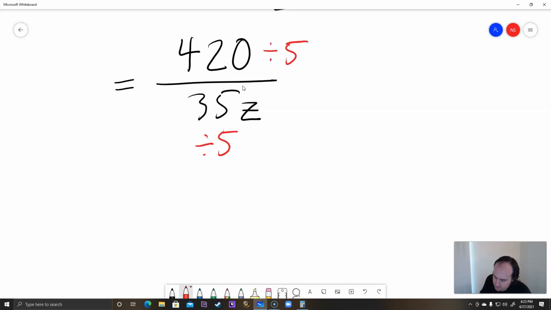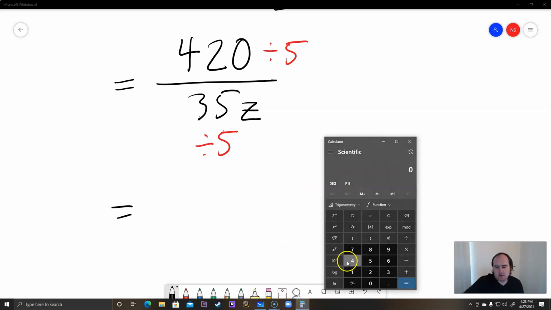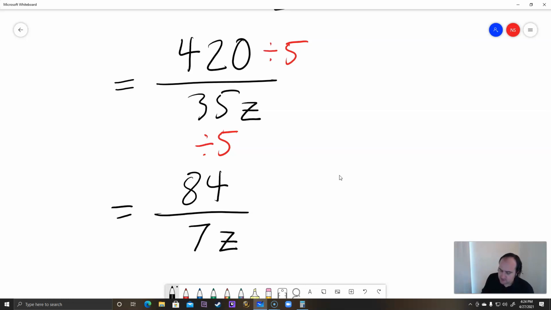So let's do that. If we divide 420 by 5, if you're not sure what that is, once again you can jump on your calculator. 420 divided by 5 is 84. So on the top we have 84. And then on the bottom, 35 divided by 5 is 7, because 7 times 5 is 35. So right now we have 84 over 7z.